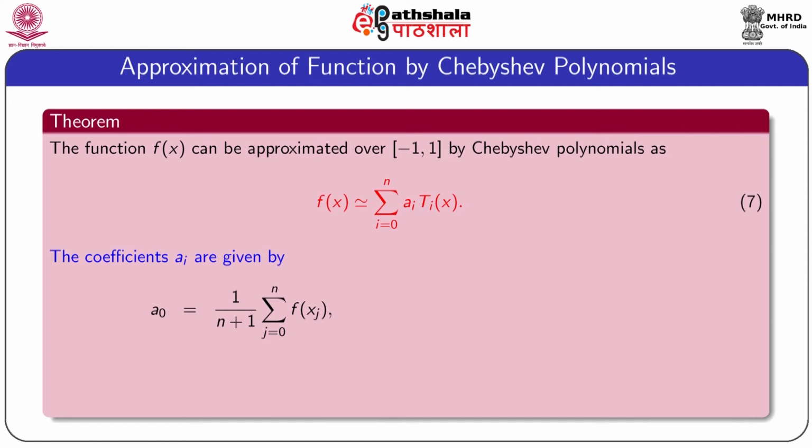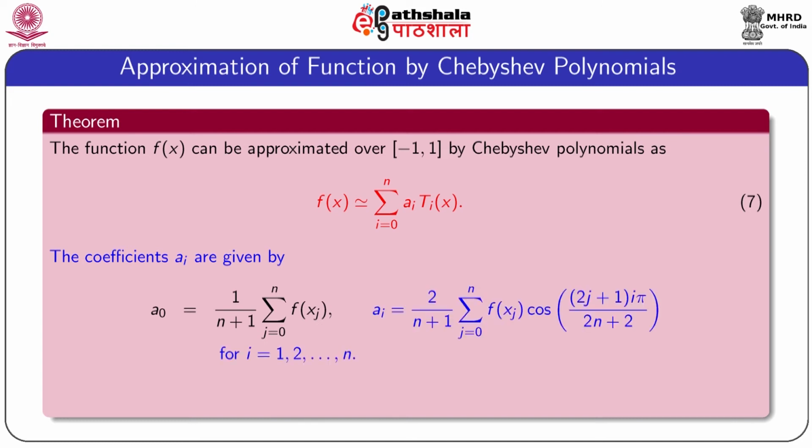The first constant a0 is equal to 1 by n plus 1 into the summation j equal to 0 to n of f(xj), and ai equals 2 by n plus 1 into the summation j equal to 0 to n of f(xj) into cos of ((2j plus 1) i pi) divided by (2n plus 2), and this is true for all i equal to 1 to n. Also, the argument xj equals cos of ((2j plus 1) pi) divided by (2n plus 2). So, this is the formula to calculate the a's, x, and finally the function f(x).